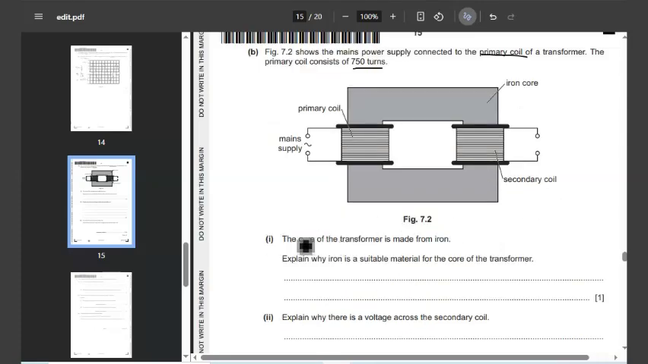Roman 1. The core of the transformer is made from iron. Explain why iron is a suitable material for the core of the transformer. So the reason all of the transformers use iron for their core is because iron is easily magnetized and demagnetized. So we can write, iron is a temporary magnetic material.